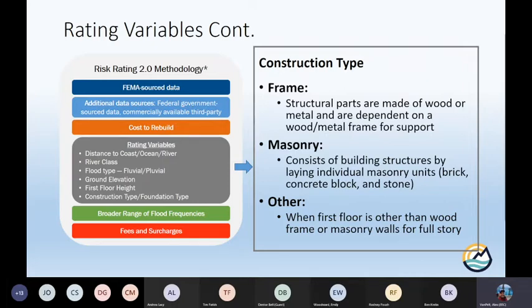So almost everything is going to be frame or masonry, but they did throw the other out there because there are some very few select instances where neither frame or masonry is really used. And so again, that option is always there, but the agent is going to be the one selecting what type. These are also the same construction types that are used in the wider insurance industry as a whole. So again, FEMA's kind of bringing the NFIP up to industry standards.